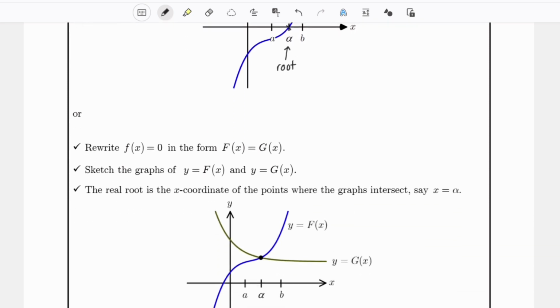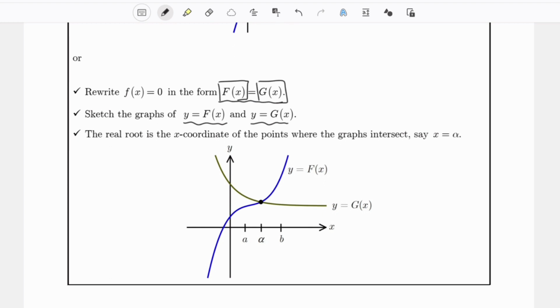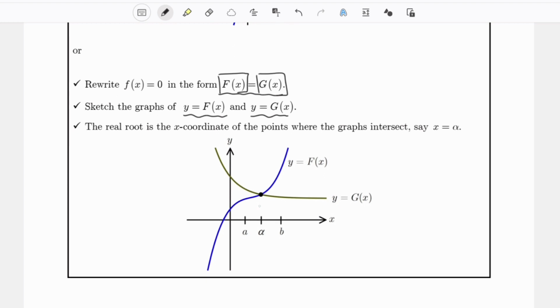Or you can split the function into two graphs, so we have capital F(x) equal to capital G(x). You let y equal to capital F(x) and y equal to capital G(x). Plot the two graphs on the same axis. The point where the two graphs intersect will be the root.